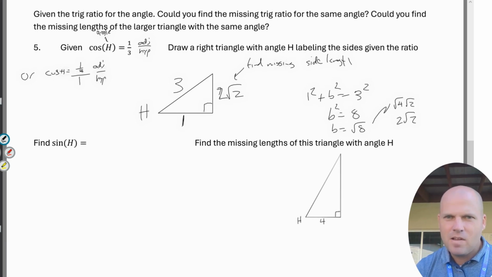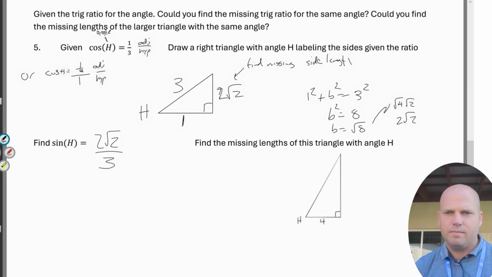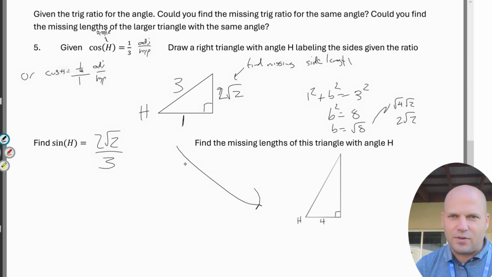Now, probably not scaled correctly. Probably needs to look more like this, but whatever. The sine of h, well, any triangle with this angle h, the sine would have to be opposite over hypotenuse, 2 root 2 over 3. Cool. Well, if you want to find the missing lengths of this triangle with angle h, since you know this ratio for h, you know all of the side lengths, you know all the ratios, and you can scale.